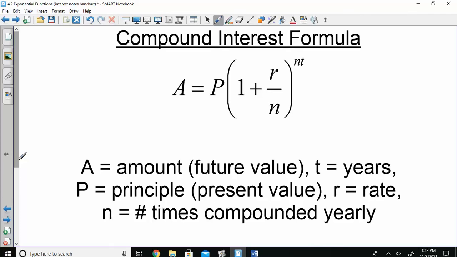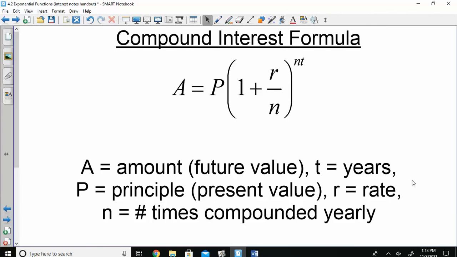So in this, A is your ending amount. Sometimes that's referred to as the future value, what you will have in the future. P is your principal. Sometimes that's called your present value. It's what you have right now. R is your interest rate as a decimal. T has to be time, but it has to be measured in years. Your R, your interest rate, is always a decimal. And N is the number of times we compound each year. So that's from that previous slide where we wrote down all those different N values.